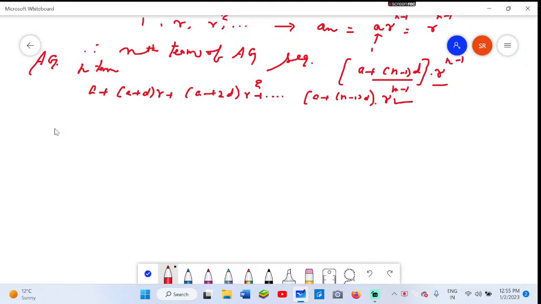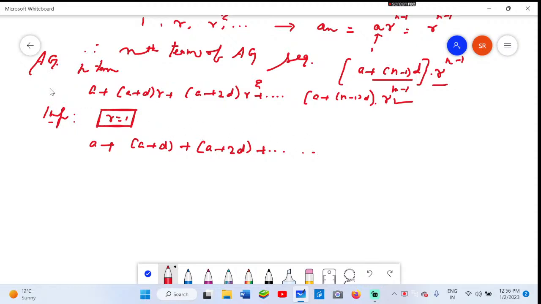Here we have some important points to be kept in mind. In the case r is equal to 1, then this AG series will be converted into AP series of n terms. We can check: when r is 1, it becomes a plus d, a plus 2d onwards. I have replaced r by 1. So the AG series gets converted into AP series in the case r is equal to 1.